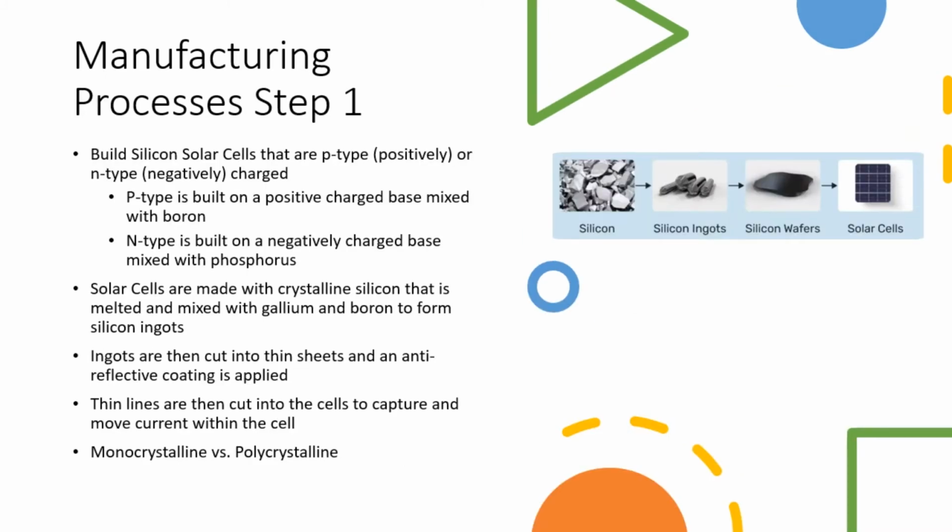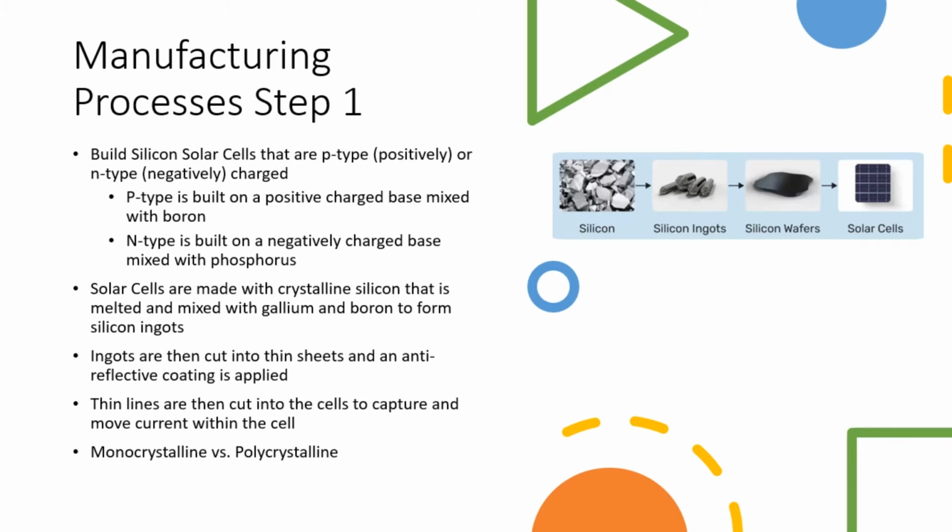Going into the processes of how solar panels are manufactured. First, you'll want to build the solar cells that are either p-type, which means positively, or n-type, negatively charged. The p-type is built on a positive charge base mixed with boron, while the n-type is built on a negatively charged base mixed with phosphorus.